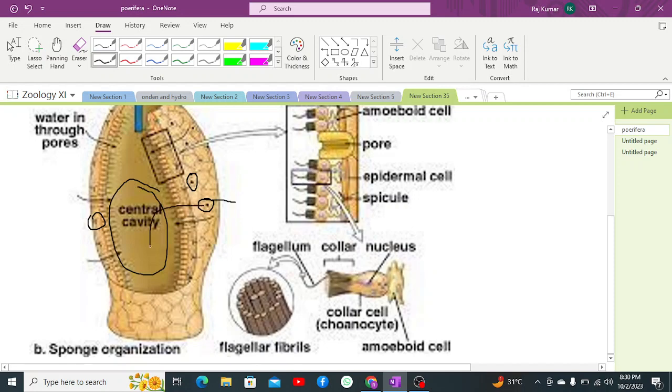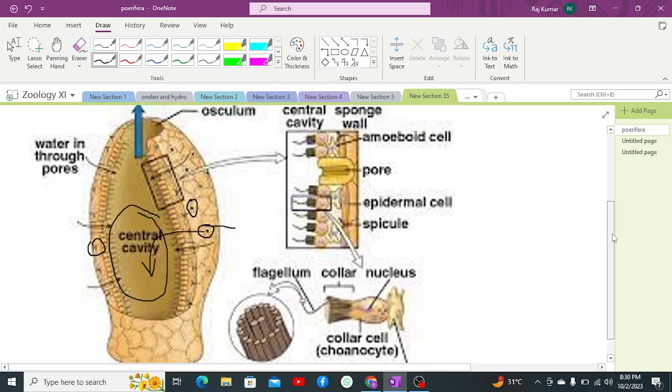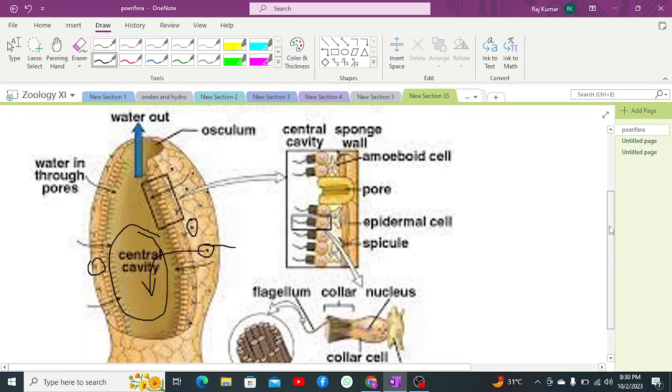as the water comes inside the spongocoel through the ostia, and after the water is kept inside, the water current is then transferred out of the sponge through a large opening, which is known as the osculum.